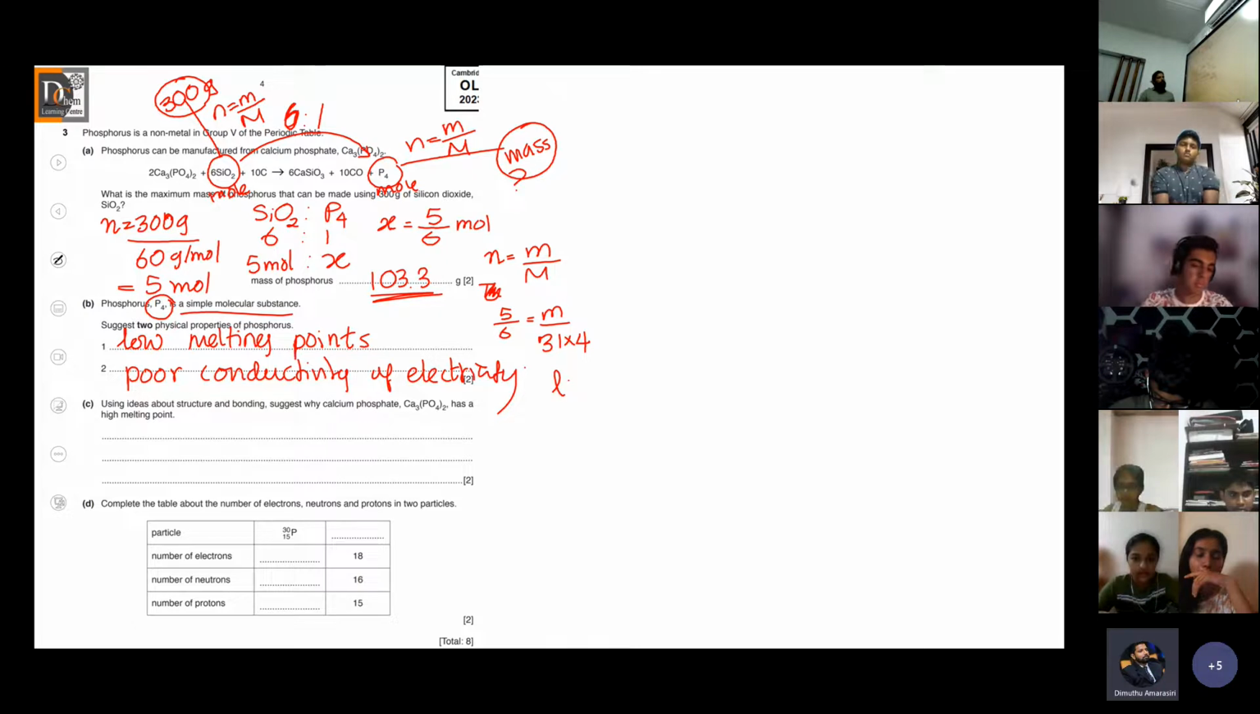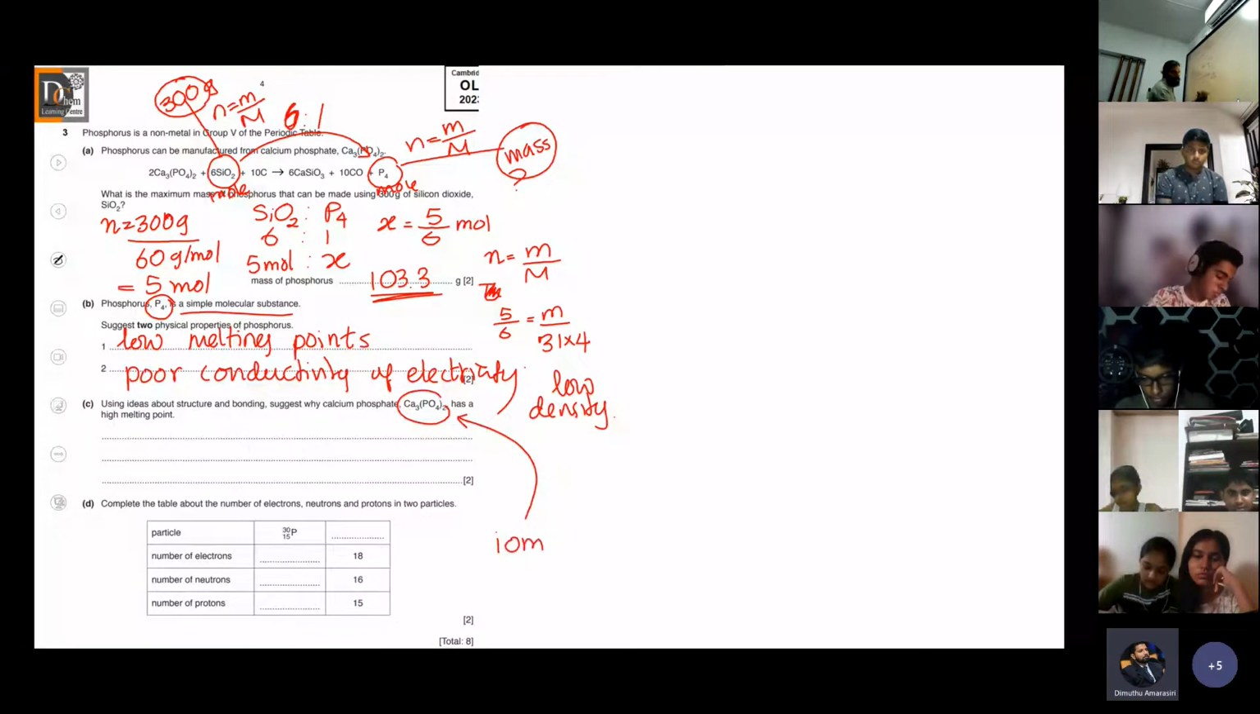Okay, using ideas about structure and bonding, why calcium phosphate? Earlier they gave the structure. Now they don't give the structure. You have to quickly decide: this is metal and non-metal, therefore this is ionic. If it is ionic, it has to have a high melting point. Now you need to explain why it has a high melting point. You are going to say calcium phosphate has a giant ionic structure.